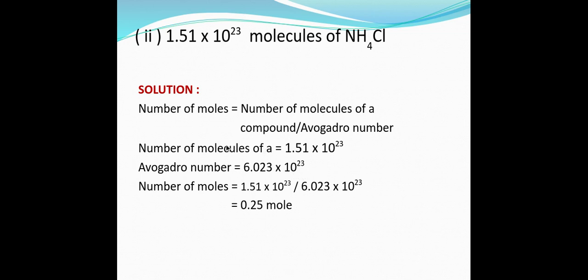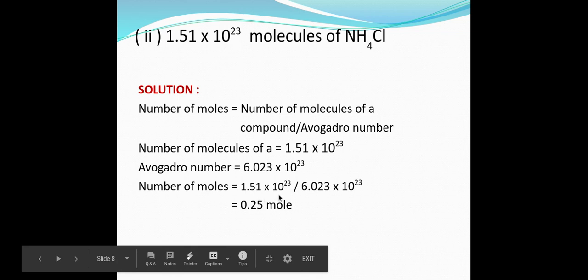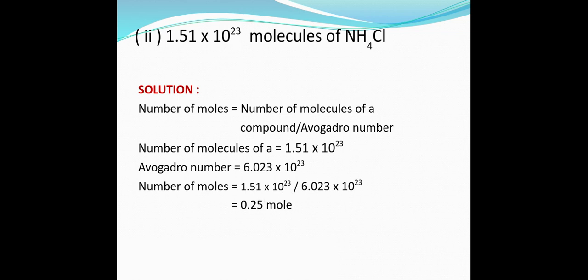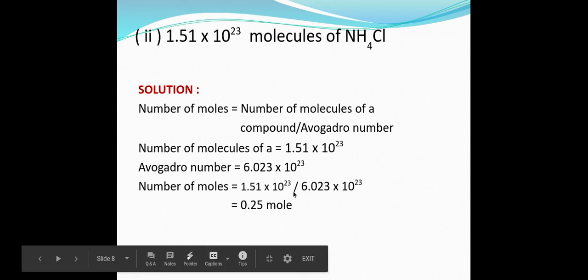Number of moles is equal to 1.51 into 10 to the power of 23 divided by 6.023 into 10 to the power of 23. So the 10 to the power of 23 gets cancelled. The remaining, you have to divide 1.51 by 6.023, and you will get the value of 0.25 mole.